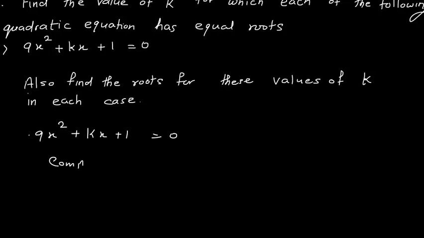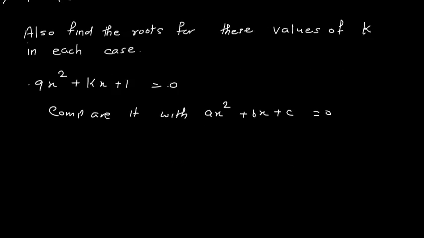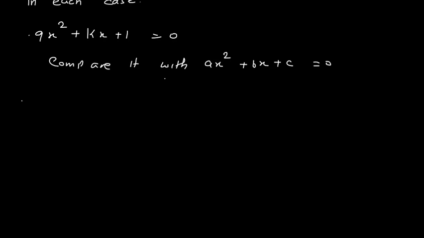Now we compare it with ax square plus bx plus c equal to 0. So when we compare, we get value of a. So therefore, I will say that a is equals to 9, b is equals to k and c is equals to 1. So when I compare it with ax square plus bx plus c is equals to 0, I get a, b and c.